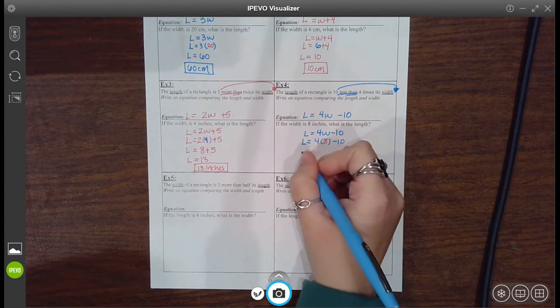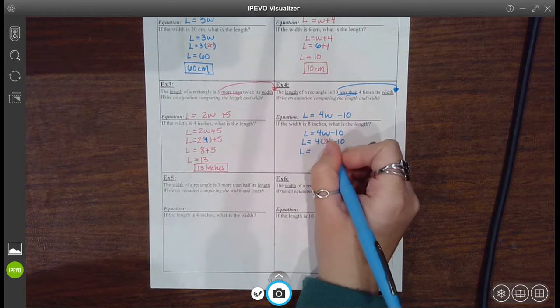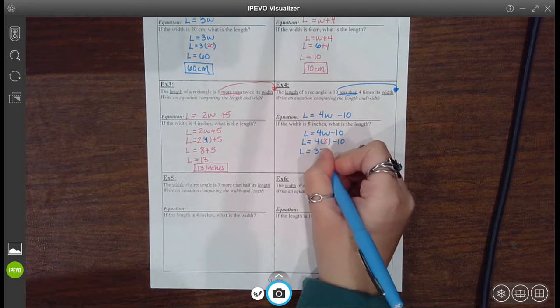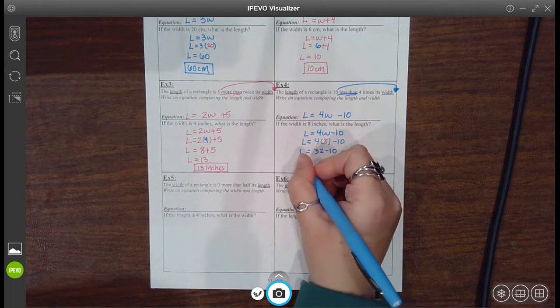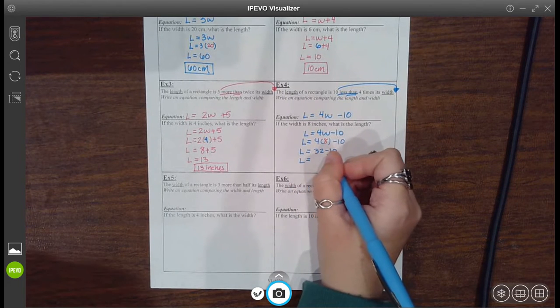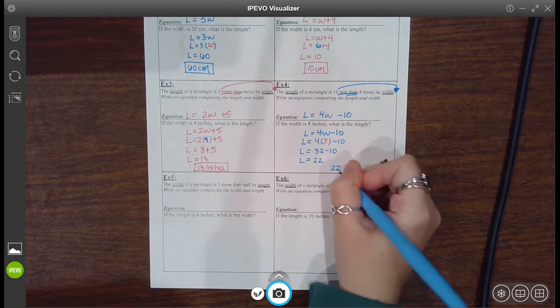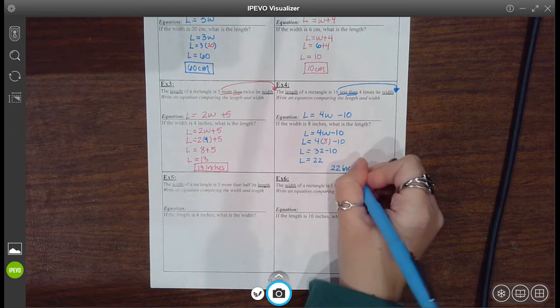And I can simplify. So bring down your L equals, okay, multiply that before we subtract, and 4 times 8 is 32 minus 10, and then keep simplifying. 32 minus 10 is 22. So my length is 22. We're talking about inches.